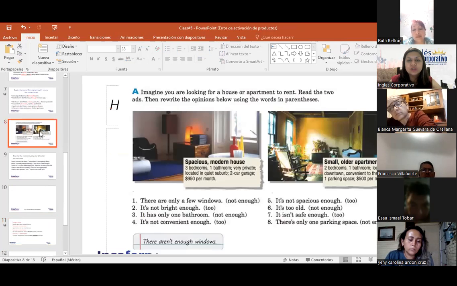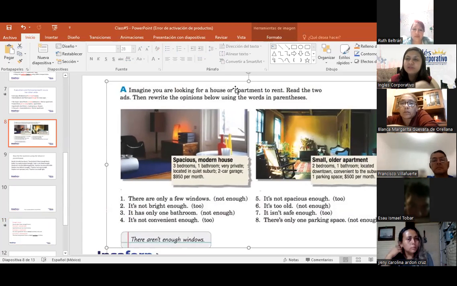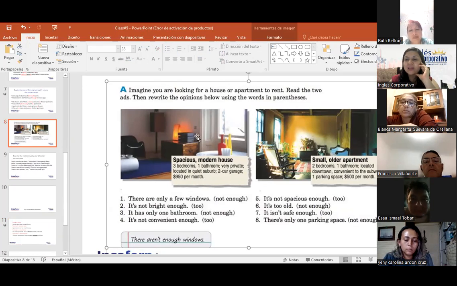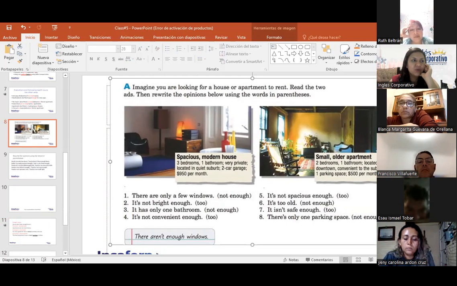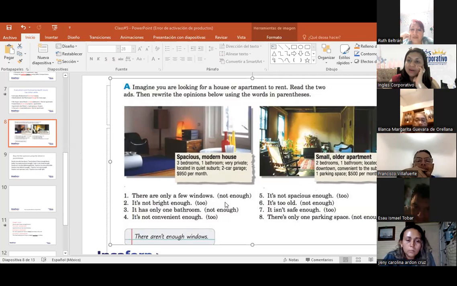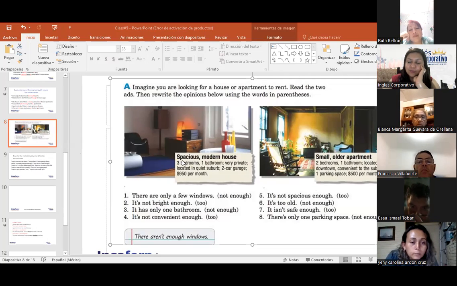Now, guys, it's your turn to practice. Imagine you are looking for a house or apartment to rent. Read the two ads. We have two ads, a spacious modern house and a small older apartment. Rewrite the opinions using the words in parentheses. We are gonna do it together, okay? We're gonna use the chat and go over the first. Number one, it says, there are only a few windows. And the word in parentheses is not enough.